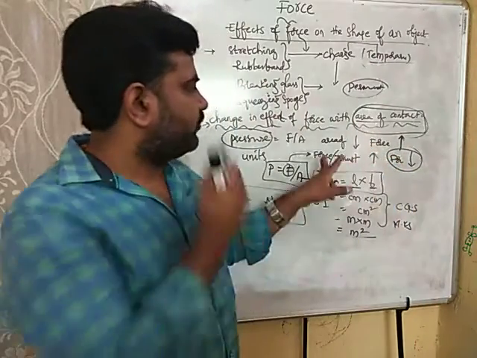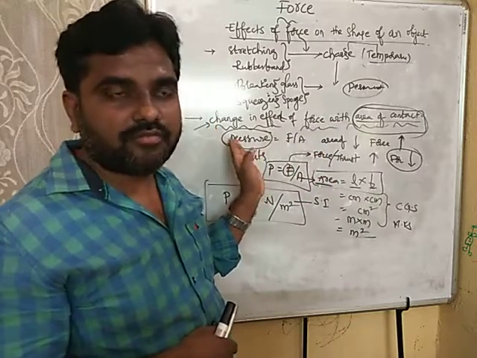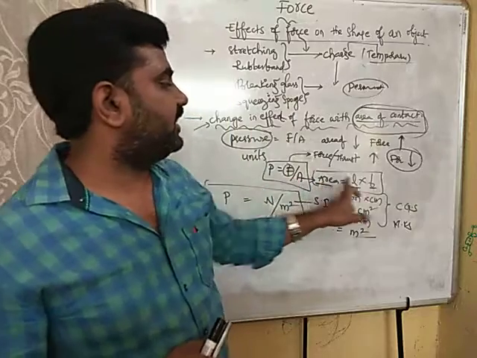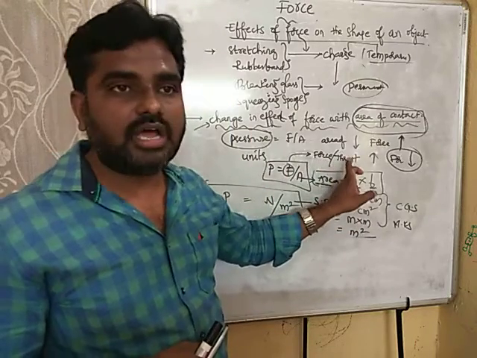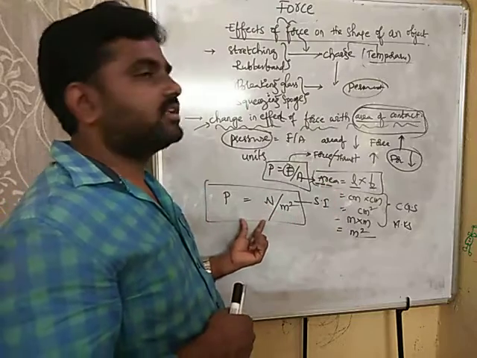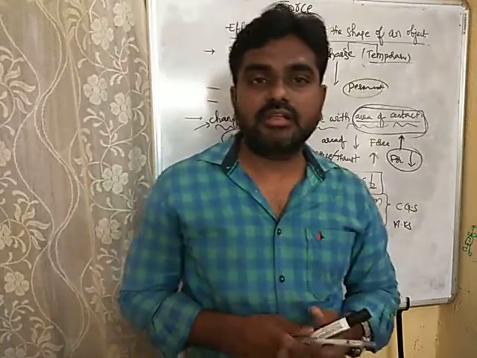So we have seen the units of pressure today. The formula of pressure is P equals F by A. F stands for force or thrust, and A stands for area. Here are the SI units of pressure: P equals newtons per meter square.